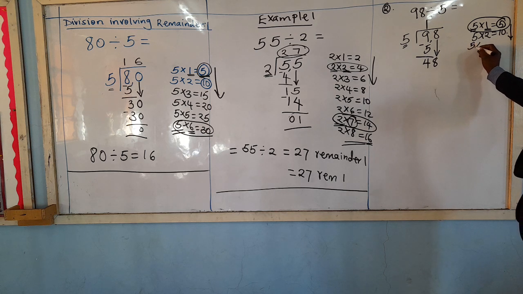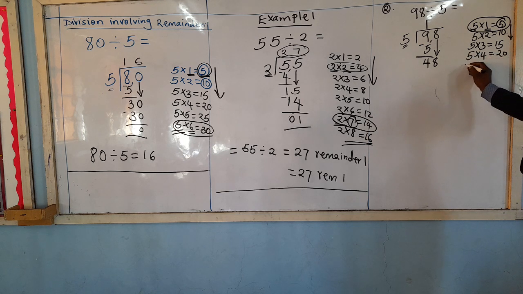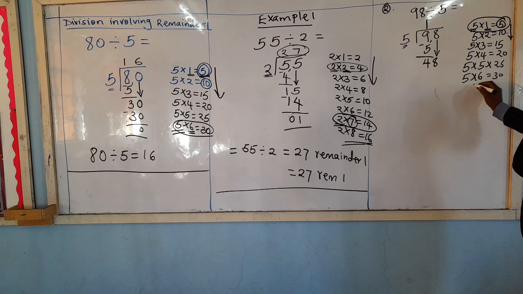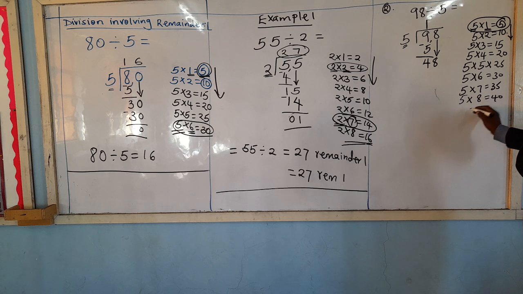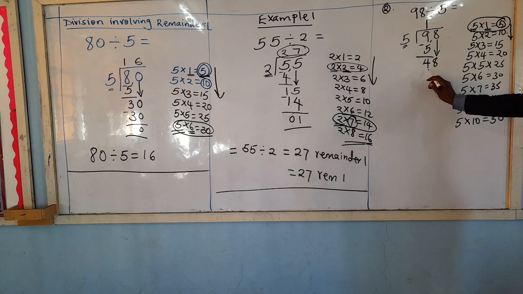So this is 5 times 3, which is 15. 5 times 4, which is 20. Then 5 times 5, which is 25. 5 times 6, which is 30. This is 5 times 7, which is 35. 5 times 8, which is 40. Then 5 times 9, which is 45. Then 5 times 10, which is now 50. Remember, we are looking for 48.